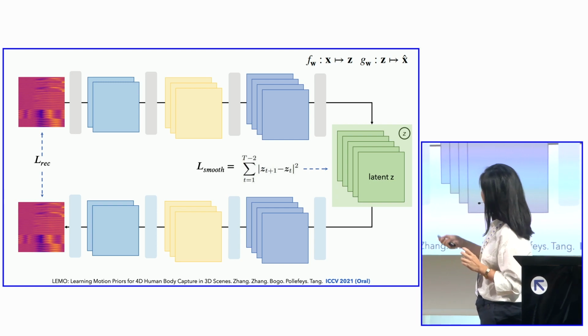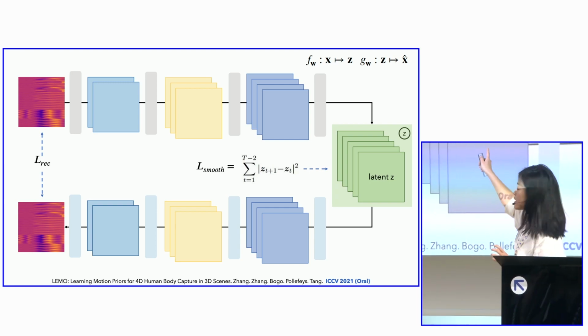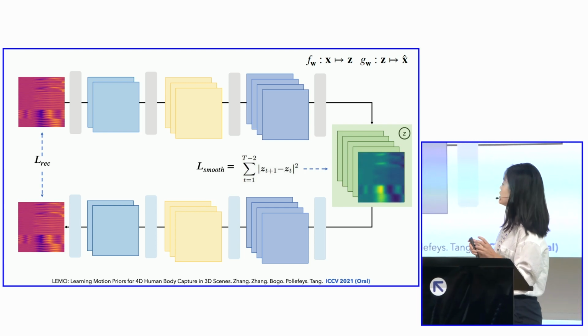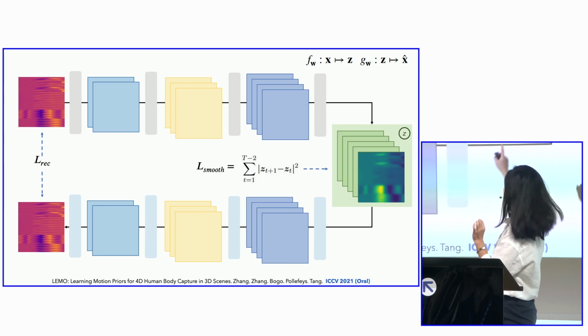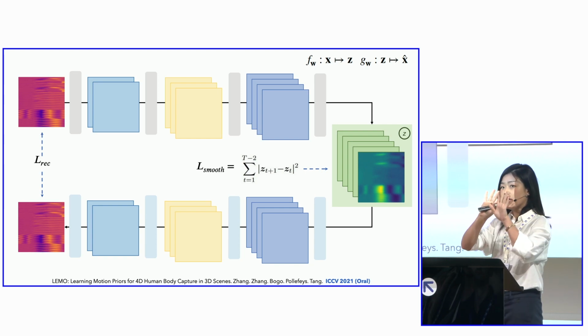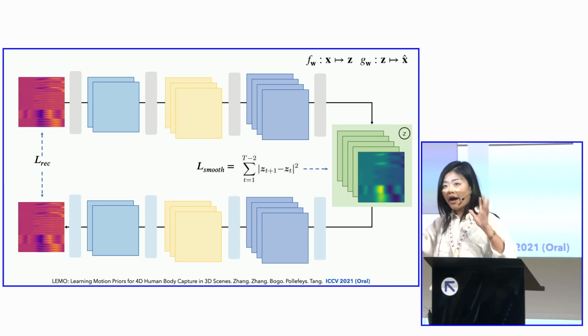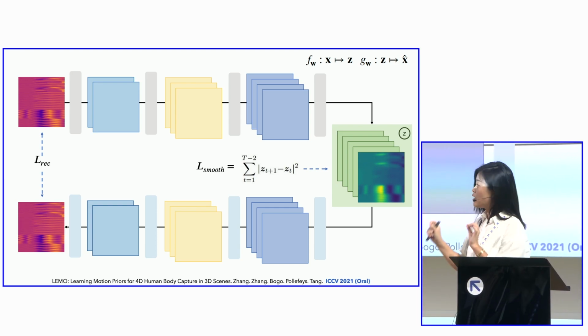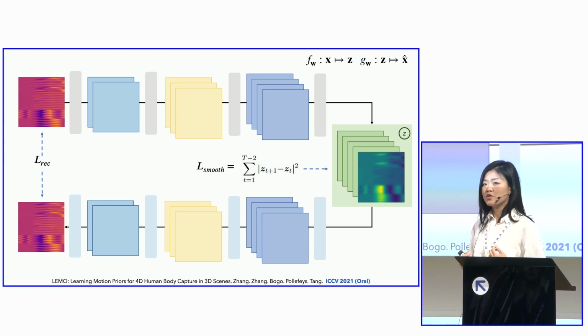We train that with, first, a reconstruction loss, very standard. The second one is a smoothness term loss. This smoothness term loss basically makes sure the high-dimensional latent space is smooth. And this is trained from many, many high-quality motion capture data. Next, I will show you how we use this latent space to help us reconstruct motions from just monocular cameras.